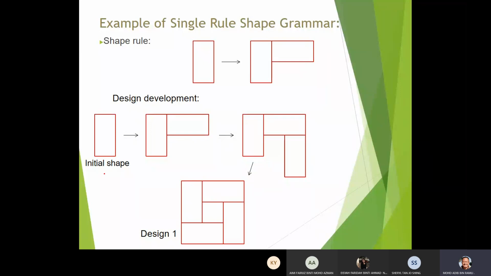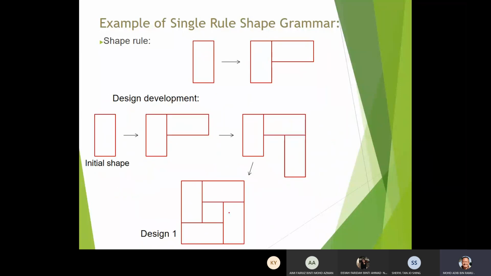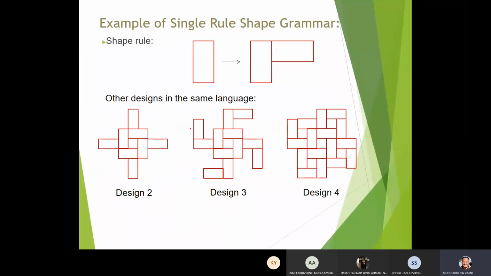Another example, if the rule is like this, one of the rules that I've shown earlier, when you apply the rules, you develop the design. So the first design is like this, and then you keep applying the rules. It's actually the same size, but because the screen is small, I have to scale down the shape. So you apply again and again. Design number 2, you can get this, and then design number 3, you can get this, and then design number 4, you get this kind of design.